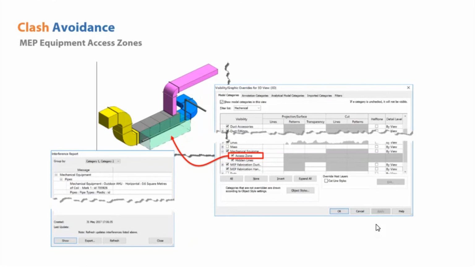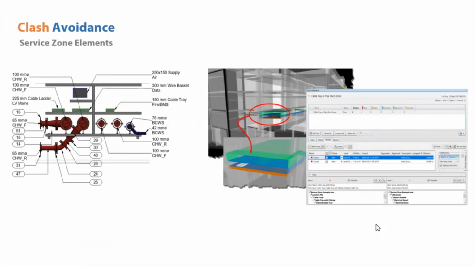Basically, if we haven't created any specific 3D elements this way, it can't identify an interference between other 3D elements. Next thing is for densely packed services areas.